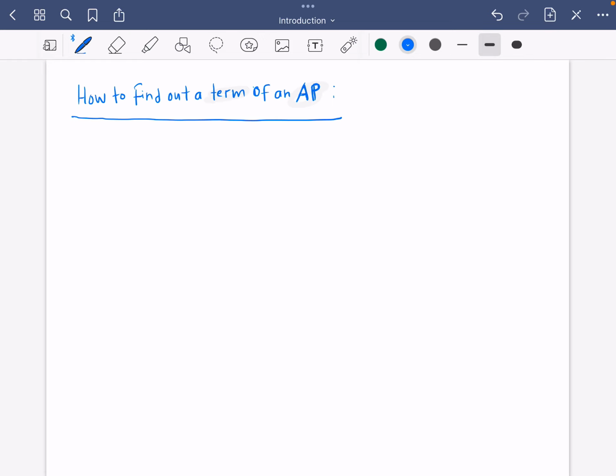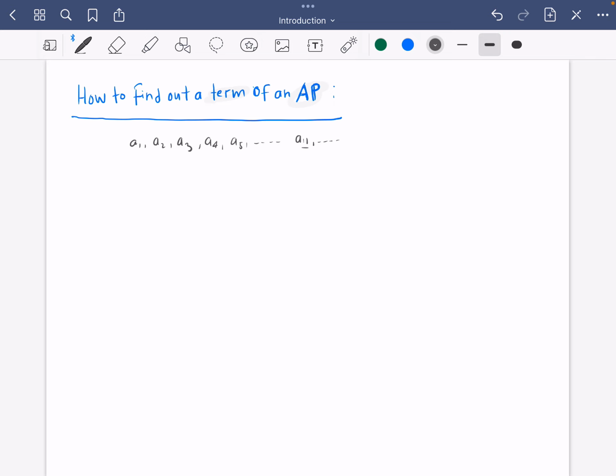How to find out a term of an AP. If we denote an AP by A1, A2, A3, A4, A5 and so on, then how can we calculate a specific term of an AP? For example, let's say I want to calculate the 11th term of an AP. How can I do that?